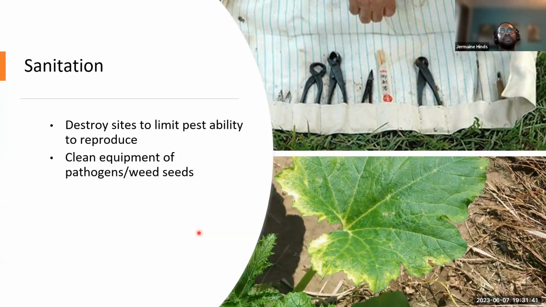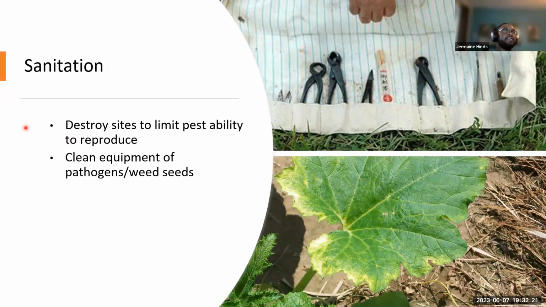Sanitation is a part of cultural control, right? So cleaning your farm equipment, things like your pruners, scissors, any kind of blade that is coming into contact with multiple plants, you want to sanitize those between plants because you can unknowingly transfer a disease between plants. This is one of these disorders in a cucurbit plant, right? If you clip this with pruners and then clip a healthy plant, there's a likelihood that you could transfer these disorders to other plants. So you want to make sure to clean equipment of pathogens and weed seeds.